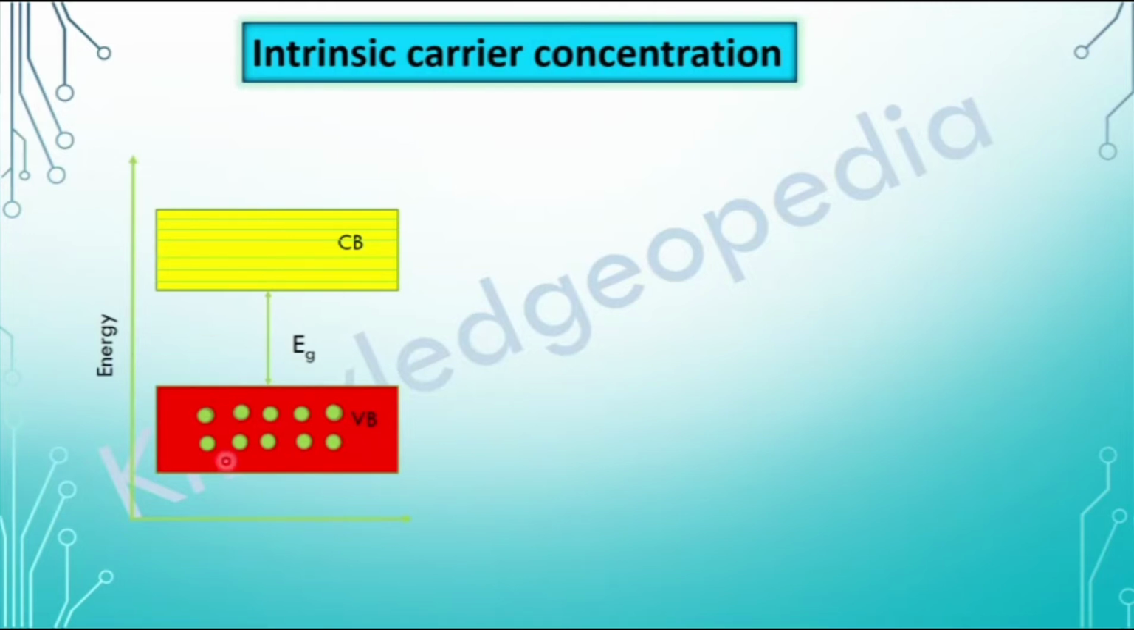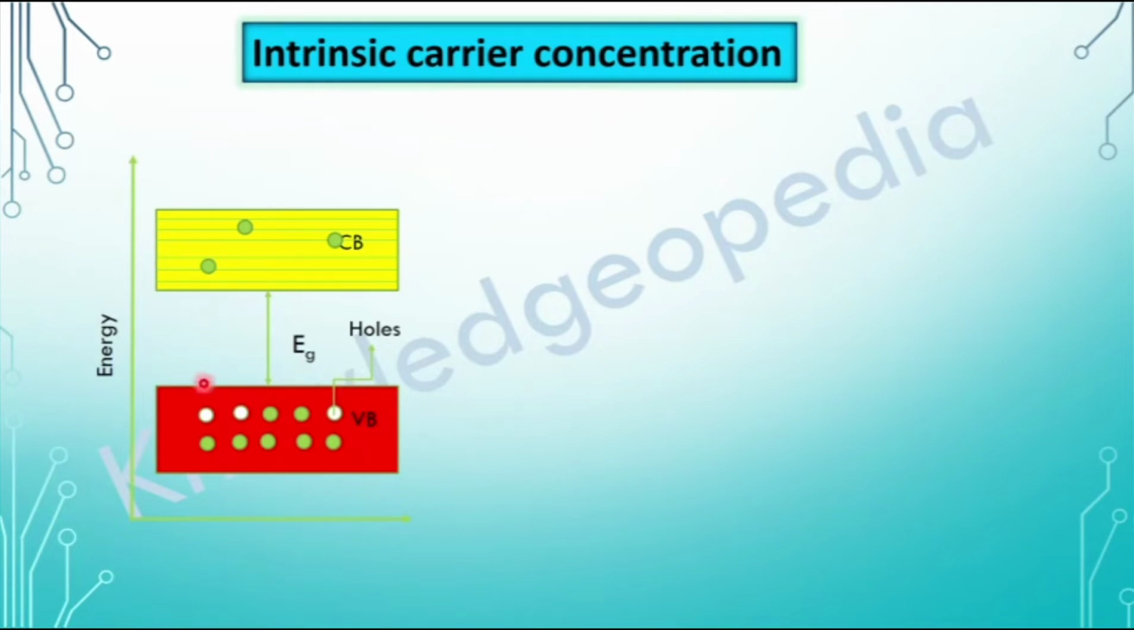When the energy gained by these electrons is more than the forbidden energy gap, then they will move to the conduction band. So, this electron, after getting the required amount of energy, will move from valence band to conduction band. Once the electrons move from the valence band to conduction band, they leave behind some empty spaces within the valence band, and these empty spaces are known as holes.